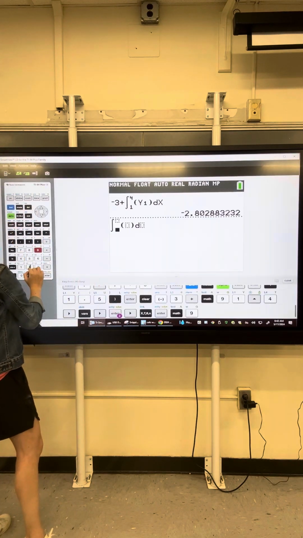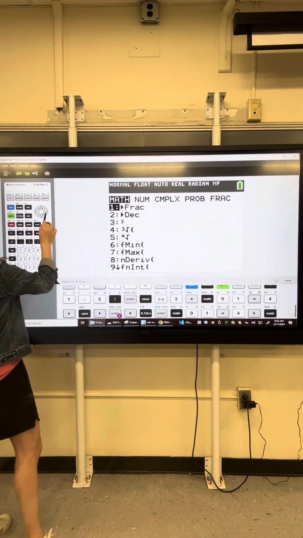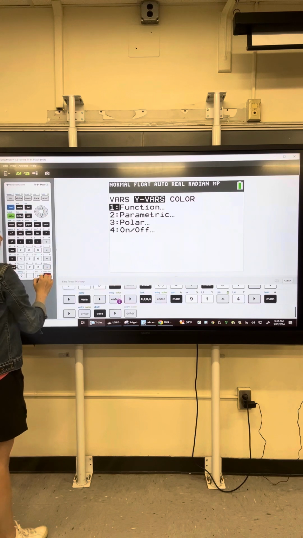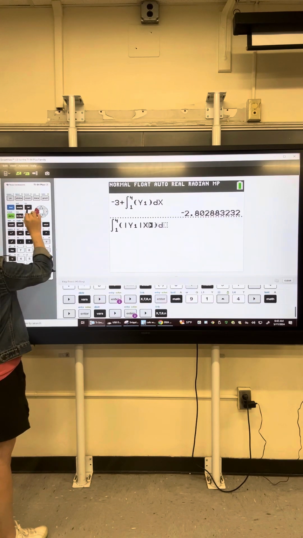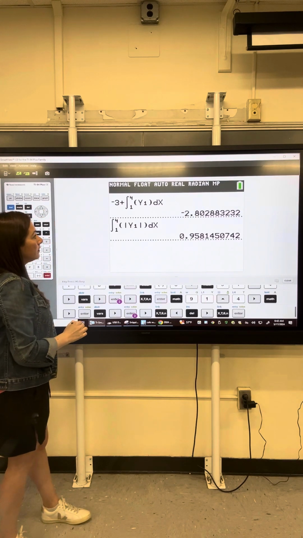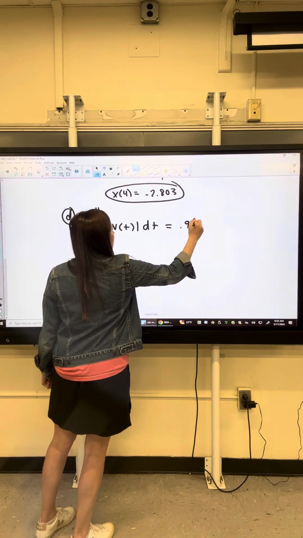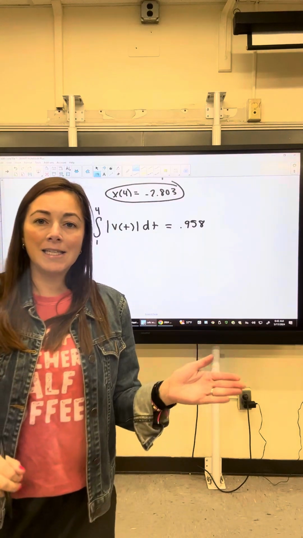So Math 9, 1 to 4. Make sure you take the absolute value, because if you didn't, you gave them the displacement. And as you can see, this particle did turn around. That's why they did this, to see if you understood the difference between displacement and total distance traveled, and you get 0.958. Okay, if I had to rank the AP questions, I would say this is the easiest out of the 6.